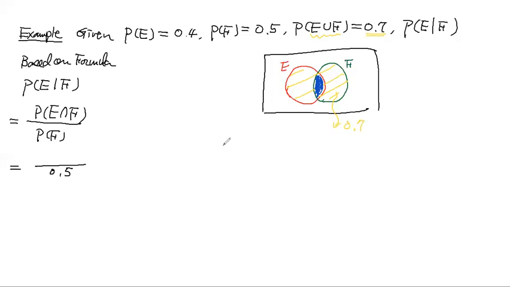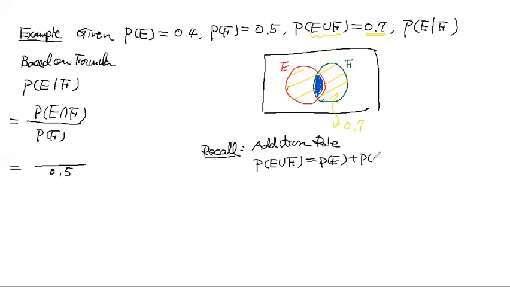Then we remember from the previous section, we call this the addition rule. The addition rule tells us that if you union two things, it will just be you add each individual one, then you minus the intersection of E and F here. Good, right?